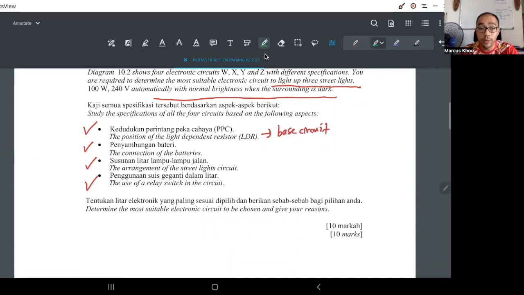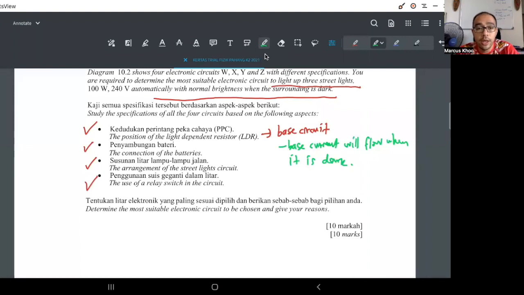Okay, why do we want it to be at the base circuit? So that it will turn on. The base current will flow when it is dark. That's what we want. Base current will flow when it is dark because it has a big resistance. Big resistance when it is dark, so base current will flow, because it will have a big potential difference.